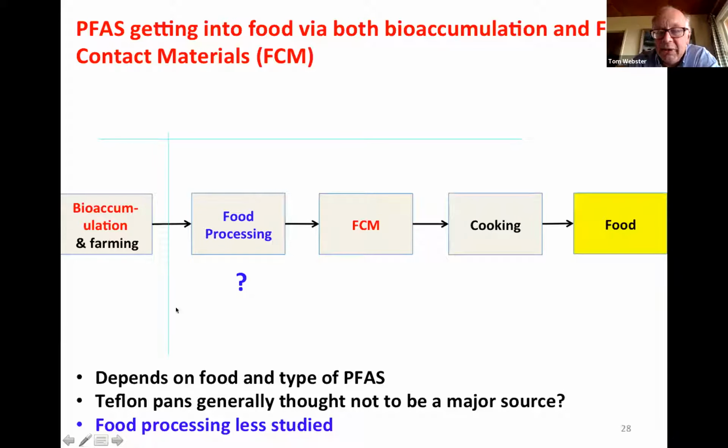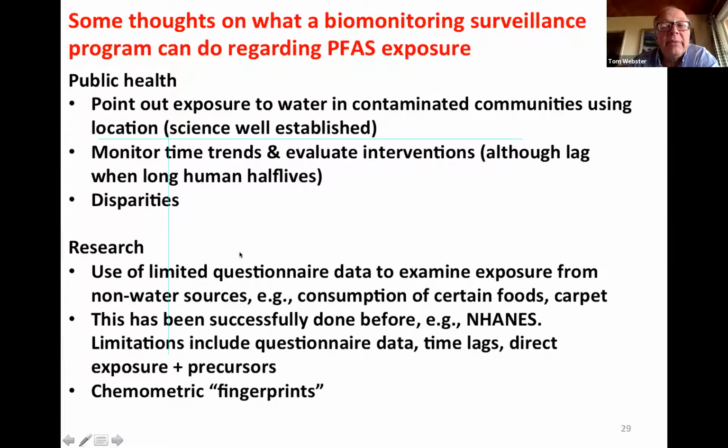So what exactly is going on with diet depends on all this stuff, and it probably depends on the food and the type of PFAS. It's worth noting for the general audience that Teflon pans themselves are generally not considered to be a major source. The problem with Teflon is more making Teflon rather than using it. And again, food processing is not very well studied.